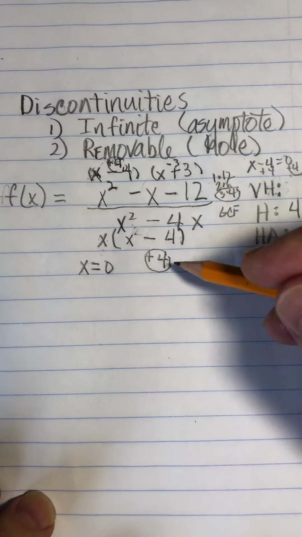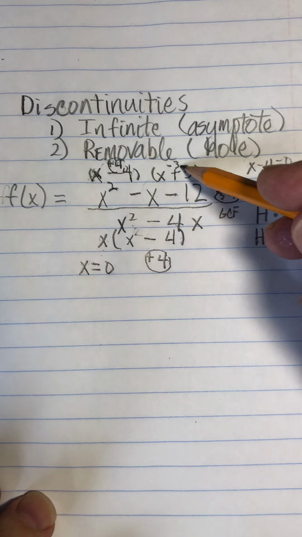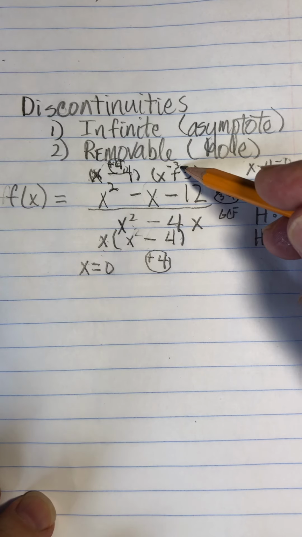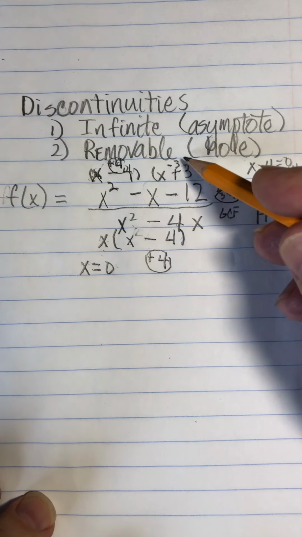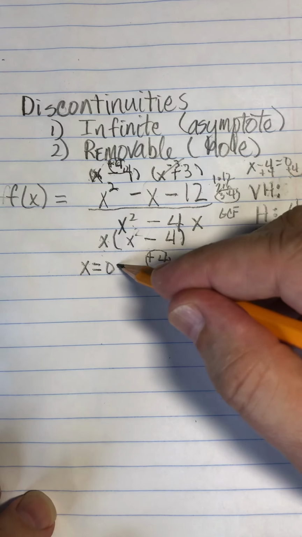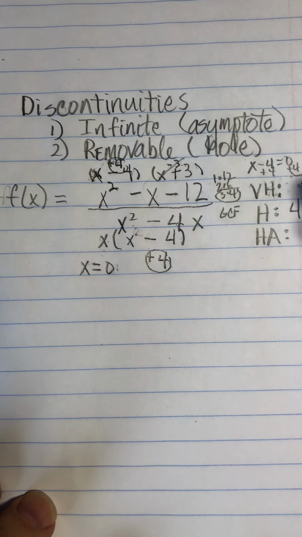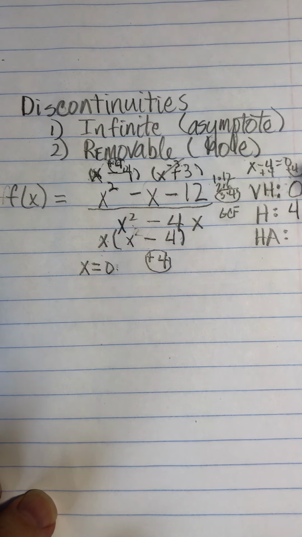Now, to find the vertical asymptote, I look in the bottom. Even though there's a negative 3 in the top, there is no negative 3 in the bottom, so I don't care about this anymore. It does not matter. However, I do have a 0 in the bottom, so what that tells me is that I will have a vertical asymptote at 0.